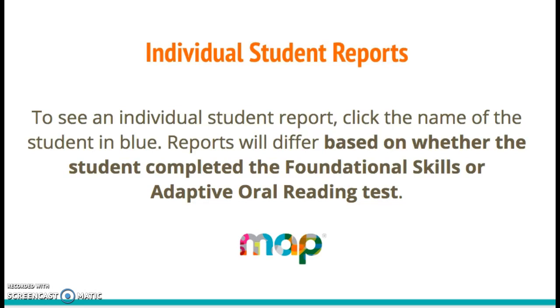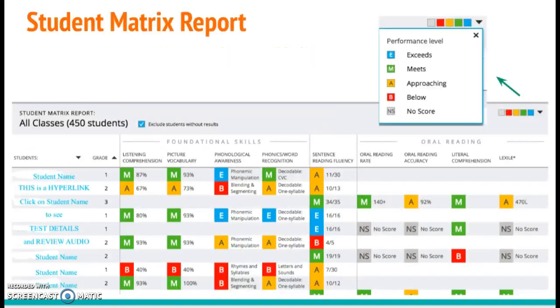The reports will differ based on whether the student completed the foundational skills assessment or the adaptive reading test. So once you've opened up your teacher dashboard and clicked reports, you should see a screen like this, and it's called the Student Matrix Report.